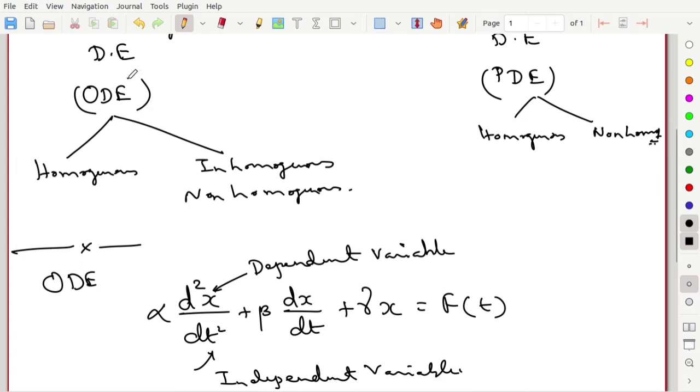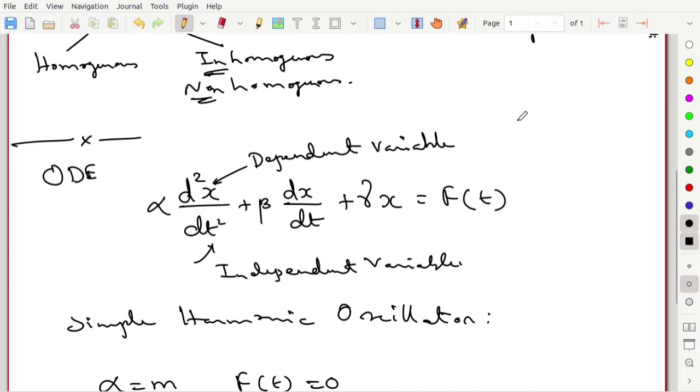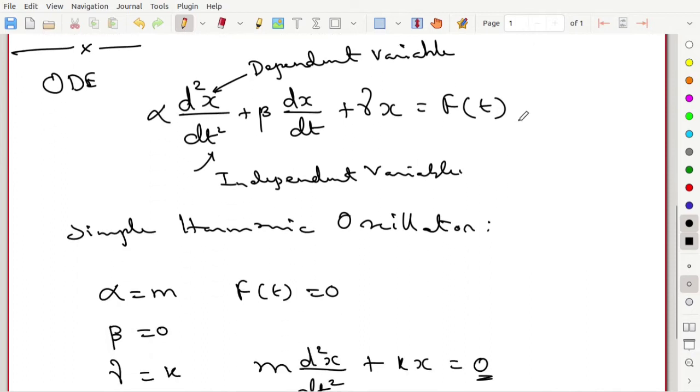Further, this ordinary differential equation and partial differential equation can be classified into homogeneous ordinary differential equation or inhomogeneous or non-homogeneous ordinary differential equation. Here inhomogeneous and non-homogeneous mean the same. Here also we have the same two types. So let's first look into ordinary differential equation.